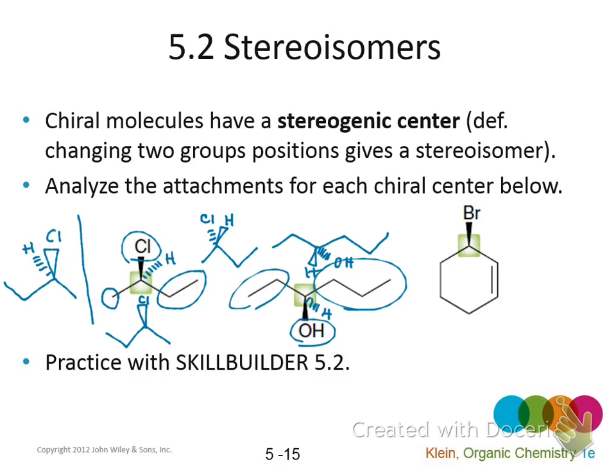Okay, so this is the one that messes people's heads up. Anyways, I'm telling you that's chiral, right? What are the 4 different groups? Okay. Well, bromine's one. What's the other one that's hydrogen?